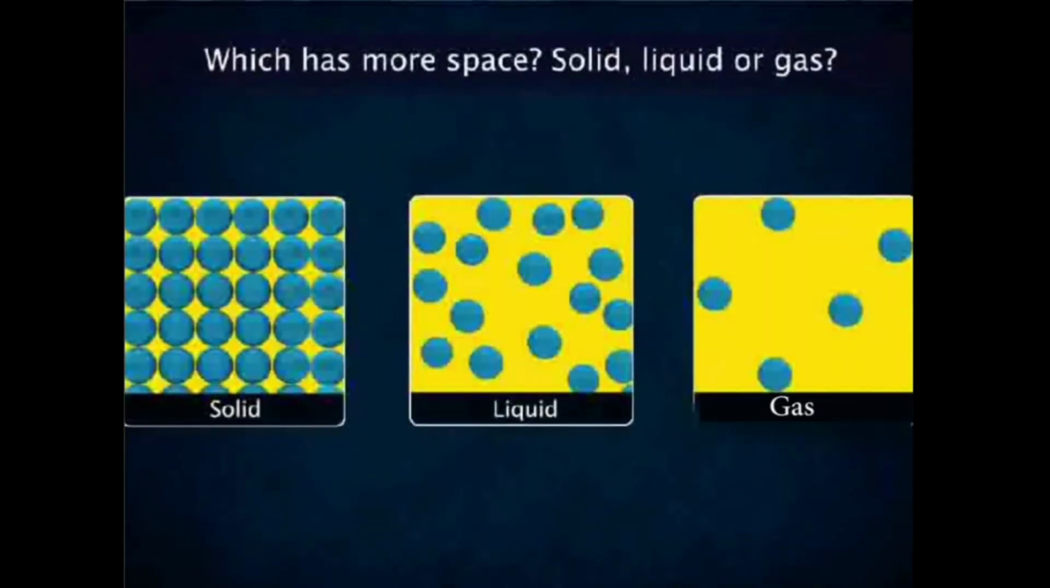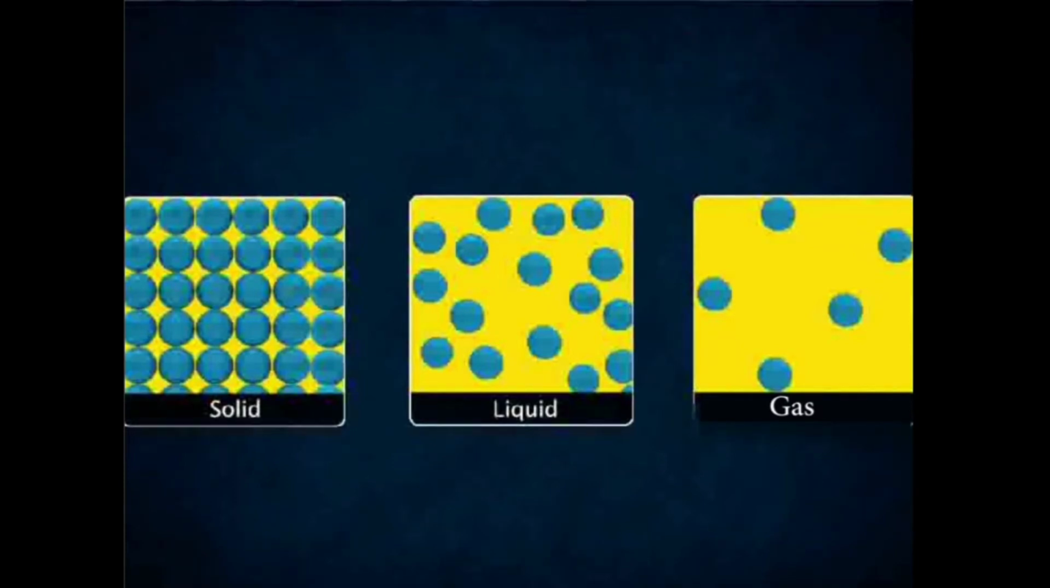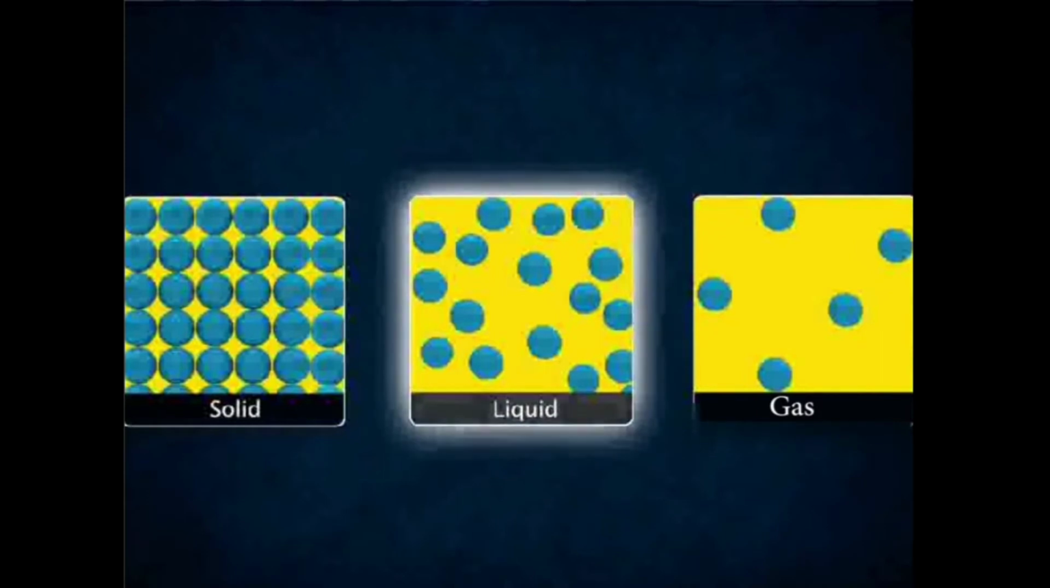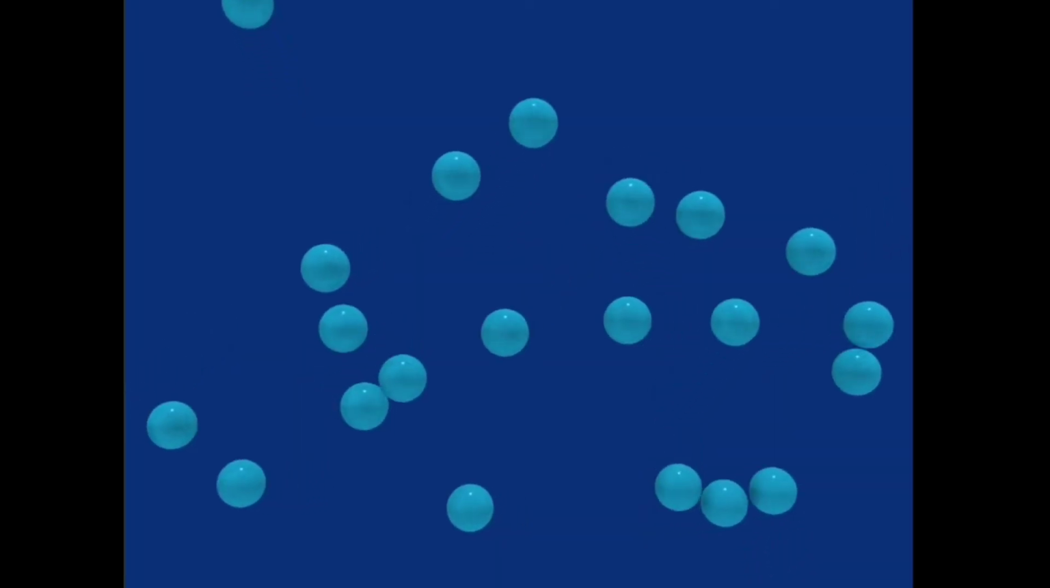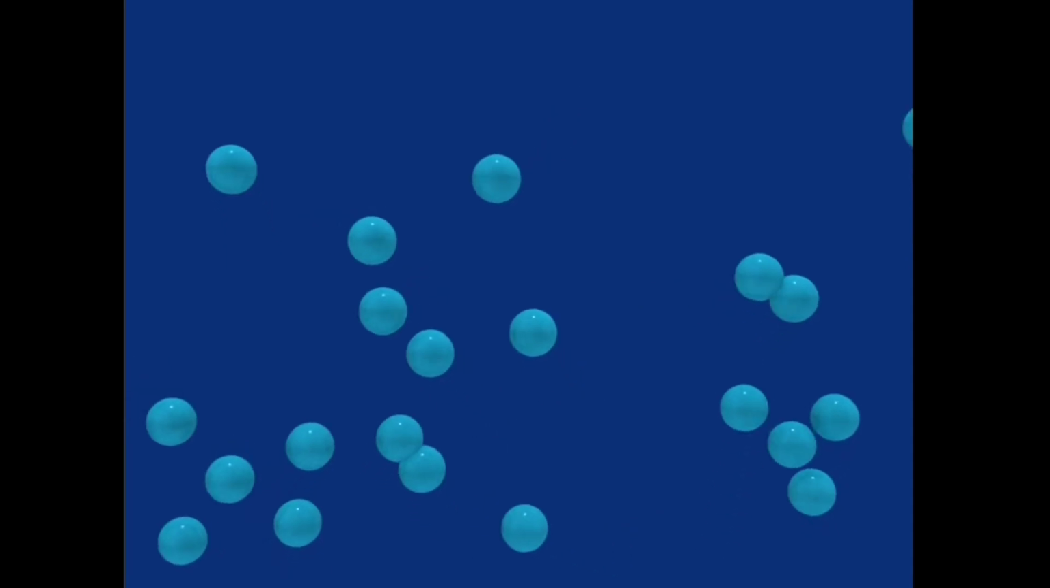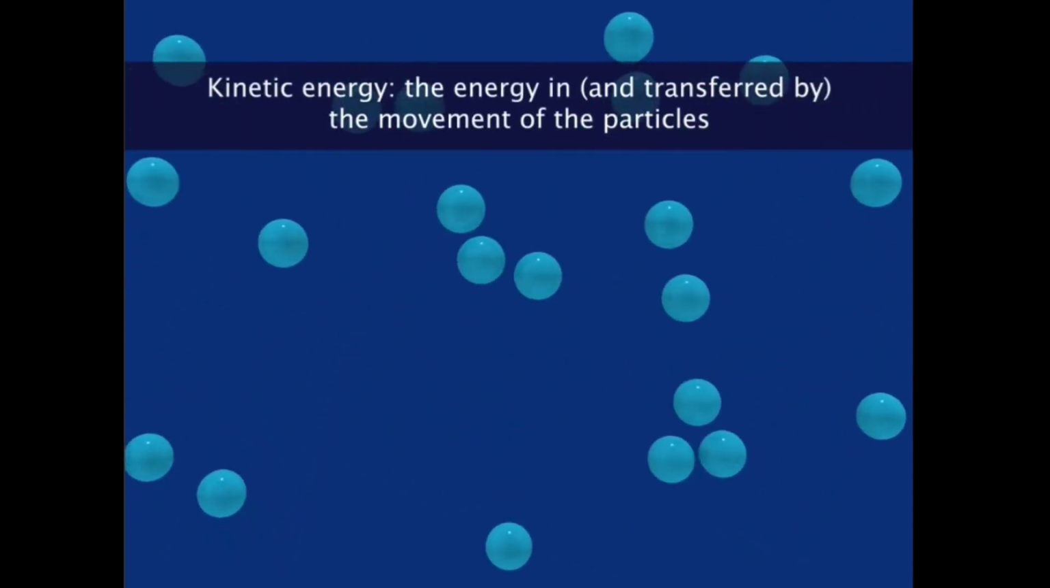Which has more space? Solid, liquid, or gas? Gas has the most space. Liquid has less than gas, and the solid has the least space. Particles of matter are moving continuously. They have energy by virtue of their movement. This is called kinetic energy.